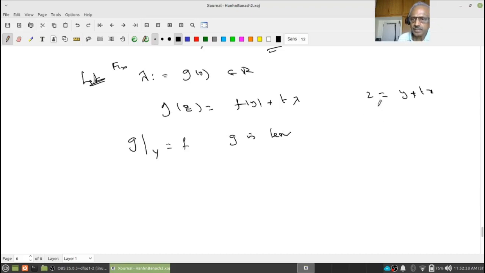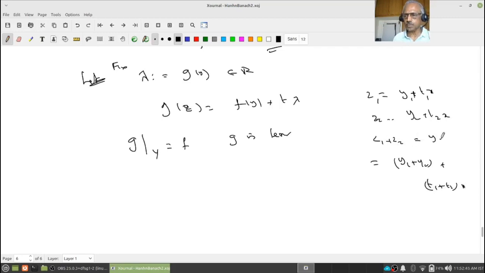Why? Take z1 equal to y1 plus t1x and z2 equal to y2 plus t2x. Therefore z1 plus z2 will be y1 plus y2 plus t1 plus t2 times x. Notice that z1 plus z2 will be some y plus tx, but I have written z1 plus z2 as this also. By the uniqueness, this y must be y1 plus y2, and the t must be t1 plus t2. There is algebra involved, direct sum concept involved. Please understand this carefully. Alright, are you following?